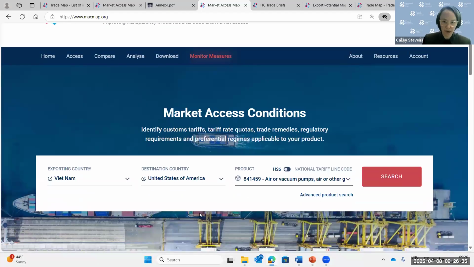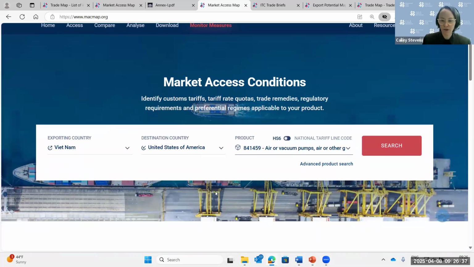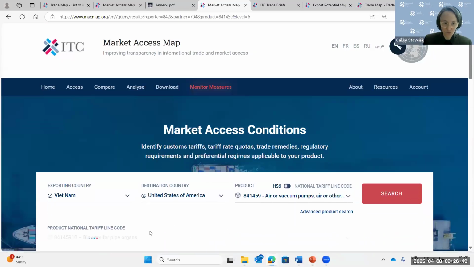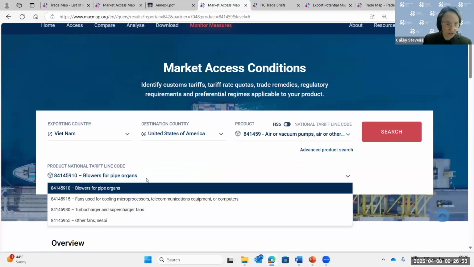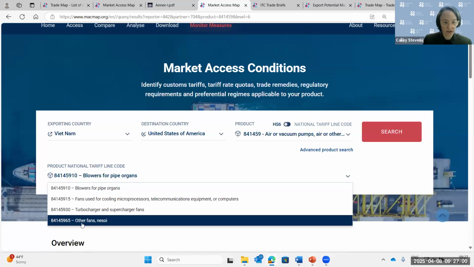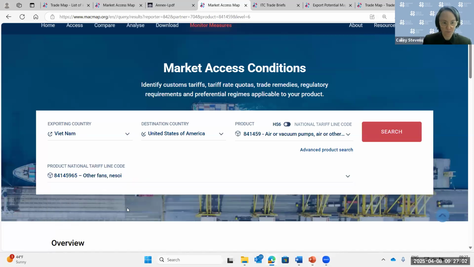Now to use market access map, but also to export or import, it is very important that you know the national tariff line code that applies to your product in your destination market. So when we click search, we're going to see that we have to choose the national tariff line code that applies to this product in the US market. So we're going to click on other fans.